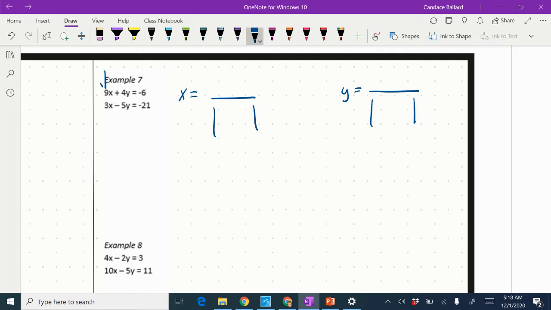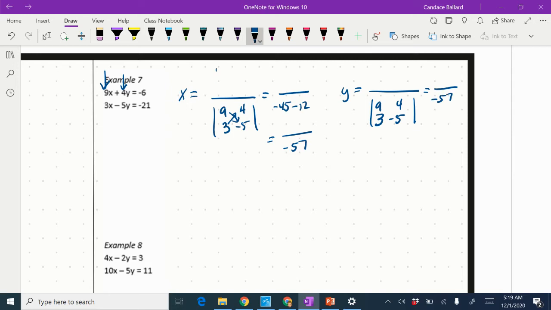So my denominator determinant comes from my x column, which in this case is 9, 3. And my y column, which in this case is 4, negative 5. Now, I tend to find that determinant first, just so I can make sure that it's not 0. So 9 times negative 5 is negative 45. And then I'm going to subtract 3 times 4, which is 12. Negative 45 minus 12 is negative 57. So I know that that's okay. I know that that's also the denominator in the y equals.